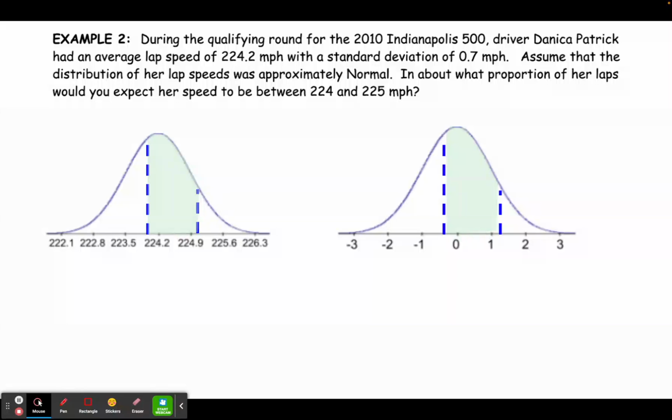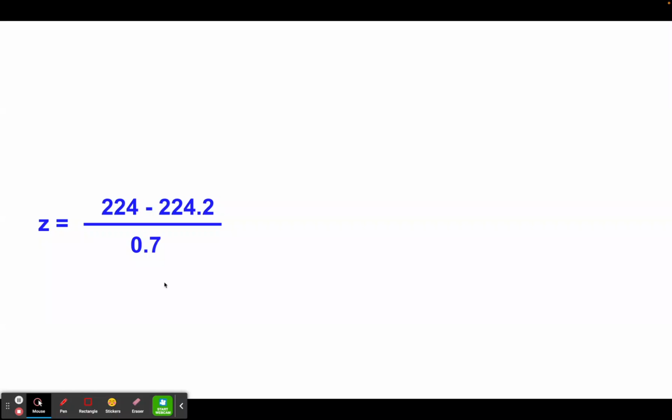Now here we're going to have to calculate two different z-scores. We need one z-score for 225 miles per hour, one z-score for 224 miles per hour. I'm guessing that this one here is going to be 1 point something, just a little bit above 1. And this one is going to be a negative z-score, right? We can tell that from where it's drawn on the curve. So let's do those two calculations.